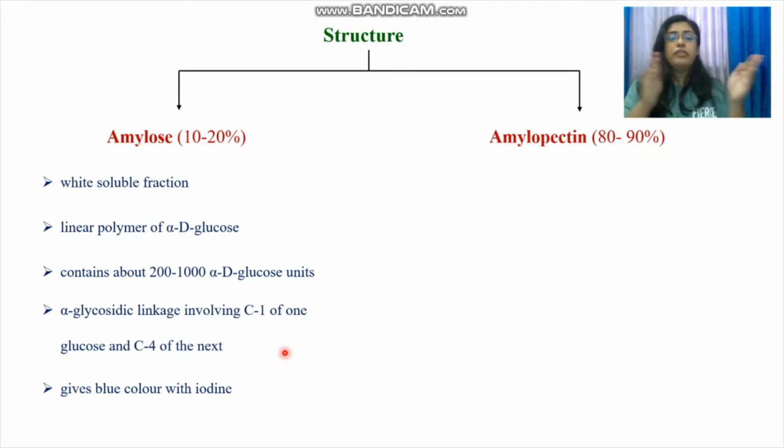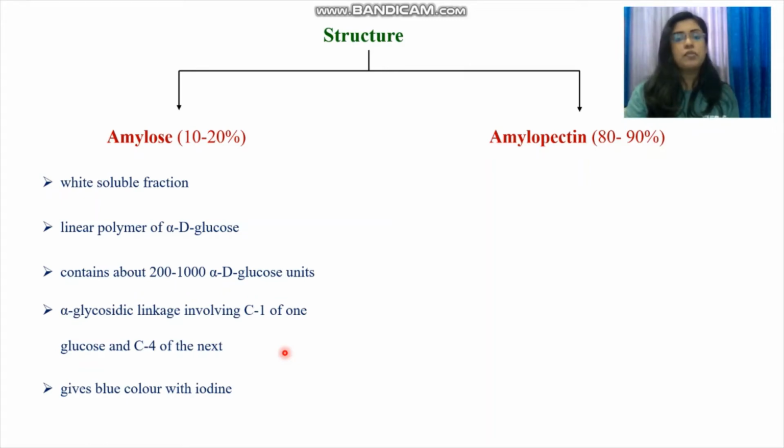We have different glucose units arranged in a straight line, and between the first carbon of one glucose unit and the fourth carbon of the adjacent glucose unit, a linkage occurs. This is the alpha glycosidic linkage in amylose. And also, when we saw the properties of starch, we saw that with iodine solution, starch would give rise to a blue color. It is actually this amylose part of the structure that is responsible for the blue color with iodine solution.